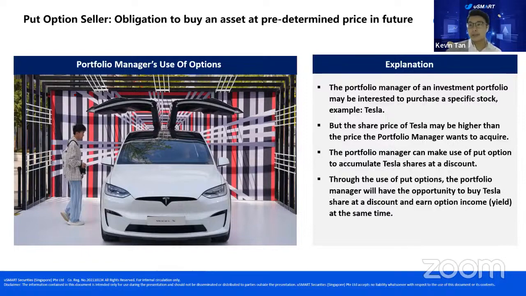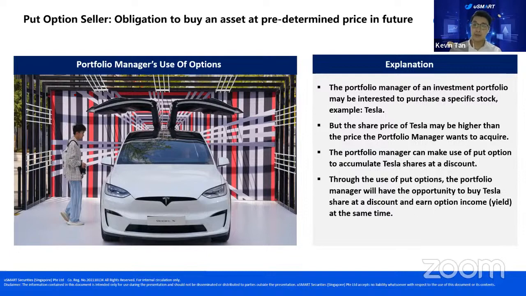So there are a few things that could happen. One is that you could wait for Tesla shares to fall to $200 before you actually buy it. But we are never sure that that may happen again. Tesla shares may never fall back to $200. It may keep rising.